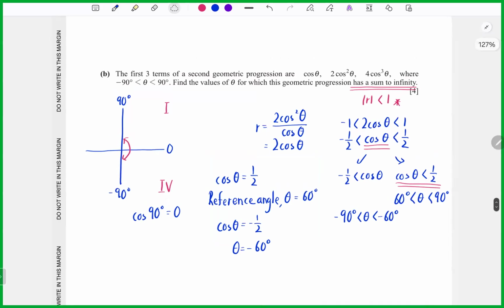First, you need to do is find out the common ratio first. And then you try to use the common ratios to relate the sum to infinity. We know the sum to infinity is modulus r less than 1, right? So you can write it this way. And then we know the cos will happen between negative 1 over 2 and positive 1 over 2, right? So we need to separate out first.